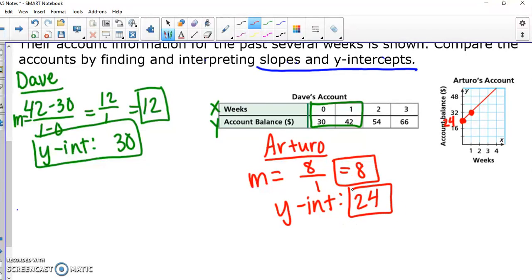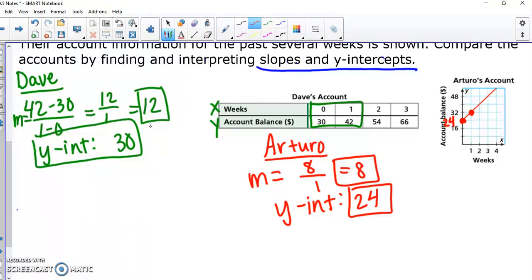Alright, so now we're ready to compare. If we look at just their y-intercepts, Dave started with more in his account, and if we look at the slopes, Dave is putting more into his account than Arturo is every week. So they're never going to have the same amount of money, because Dave started ahead and he's putting more money in each week. So he's always going to stay ahead of Arturo.